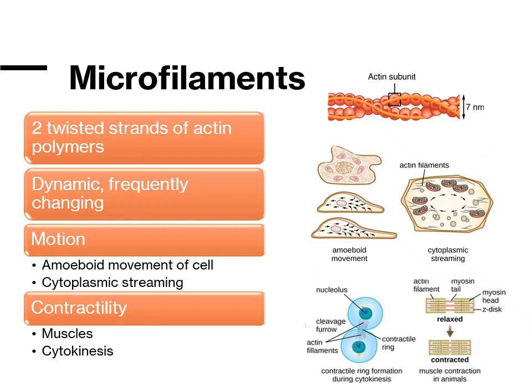The smallest of the cytoskeletal components are the microfilaments, composed of two twisted strands of actin polymers. Like microtubules, microfilaments predominantly assist with motion. Rearrangement of actin filaments under the plasma membrane can create amoeboid-type movement, allowing the whole cell to move. And microfilaments are also involved in circulating the cytoplasm throughout the cell in a process called cytoplasmic streaming. Additionally, microfilaments have an important role in contractility, either in combination with other proteins to allow for muscle contraction, or in separating newly formed daughter cells during cytokinesis.